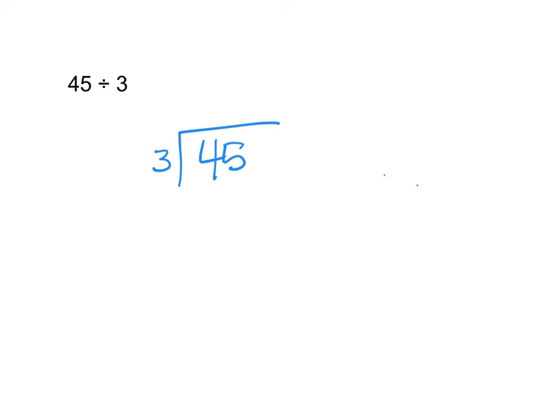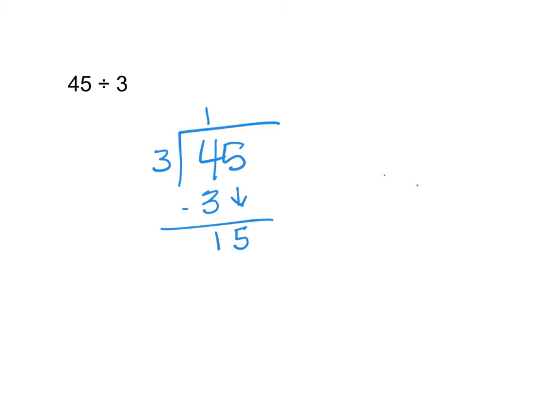So how many 3's are there in 4? Well, if we think about it, there's just 1 three. So 1 times 3 is 3. And 4 minus 3 is 1, and that's what's left of our 10s. 1 ten, we'll bring down our 5, and we have 5 1s, so we have 15 now.